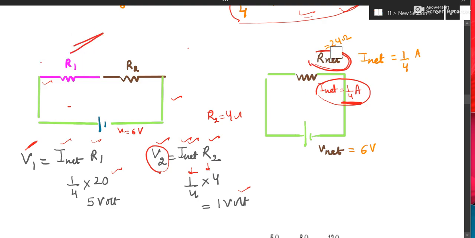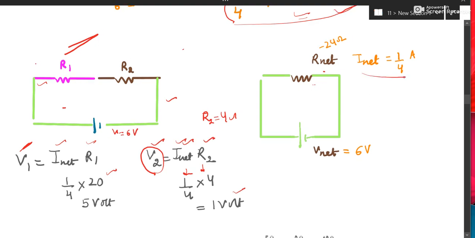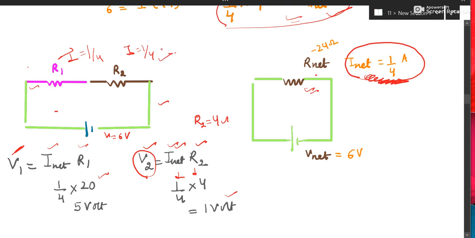Let us try and understand. The net current has been found as 1 by 4 ampere. This current will be written over both R1 and R2. Current will be written here and current will be written here, 1 by 4 ampere and 1 by 4 ampere, because they both are in series. Whatever current is written here, that will be written over this and over this.